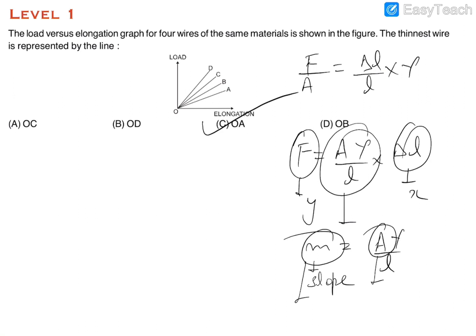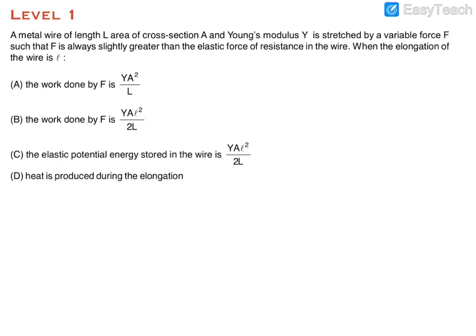Now we move on to the next question. In this question, there is a metal wire of length L and area of cross section A, and its Young's modulus is Y. This wire is stretched by a variable force F in such a way that F is always slightly greater than the elastic force developed in the wire. So it means that this F is just enough to elongate the wire, and for calculation purposes we can take this F equal to the restoring force developed in the wire.